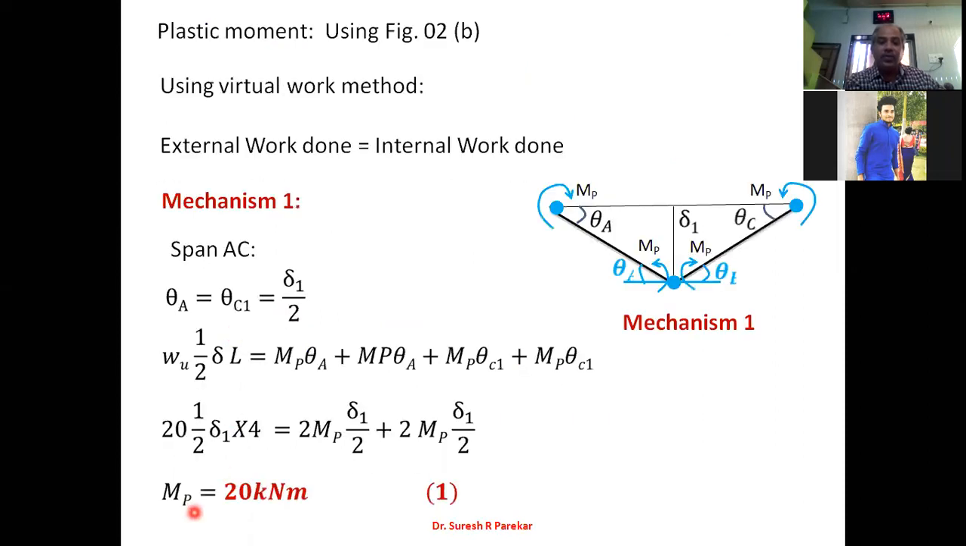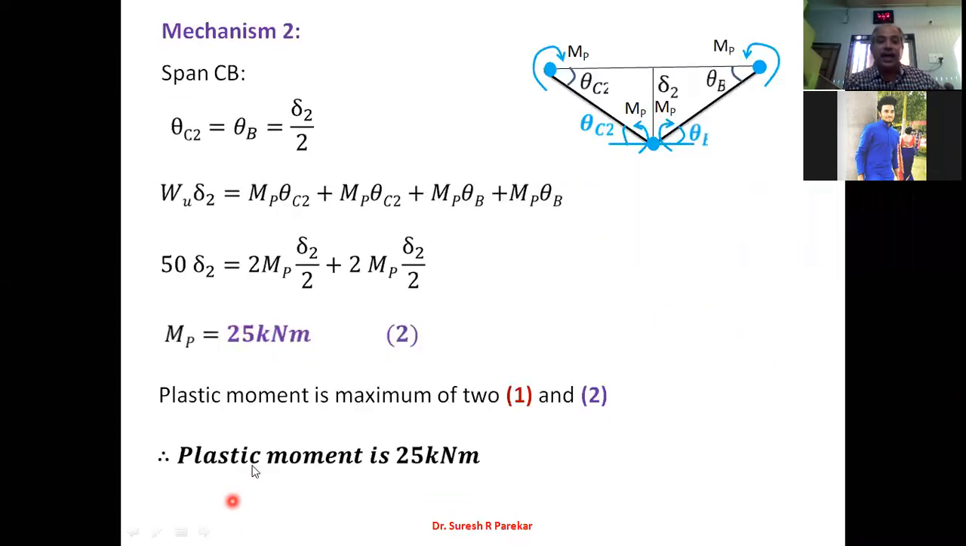First I have the value 20 kilonewton meter. Second, I have the value as 25 kilonewton meter. So the plastic moment we take as the maximum of the two. So I got this plastic moment as 25 kilonewton meter.